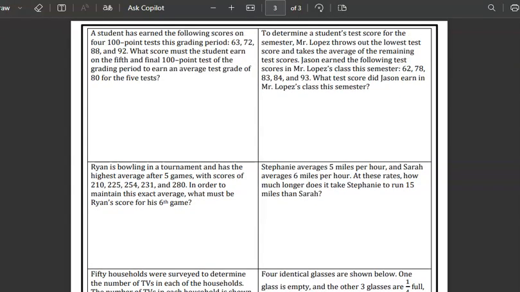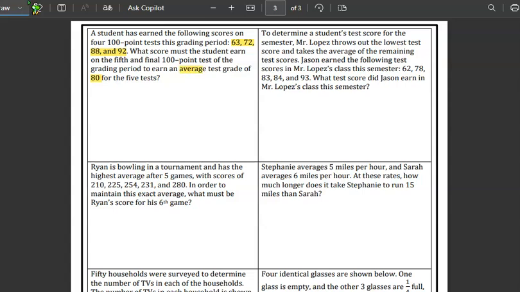A student has earned the following scores on 4 100-point tests this grading period: 63, 72, 88, and 92. What score must the student earn on the 5th and final 100-point test of the grading period to earn an average test grade of 80 for the 5 tests?